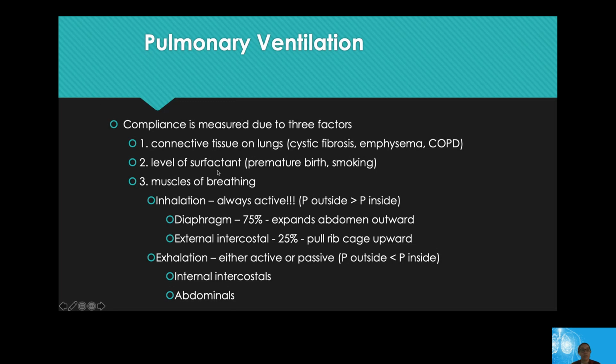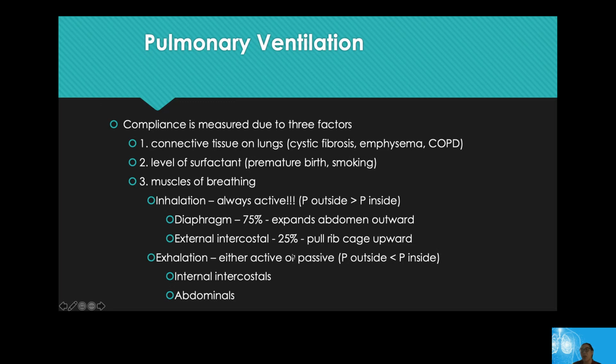Another thing, the level of surfactant in the lungs. So, for example, individuals that are prematurely born or smoking 100% reduces the level of surfactant, reducing compliancy and causing poor ventilation. Now, as a side effect, though, the muscles of breathing, which we outlined for you at the start of this slide, including the muscles of inhalation and exhalation, they also play a role in how efficiently you can ventilate.